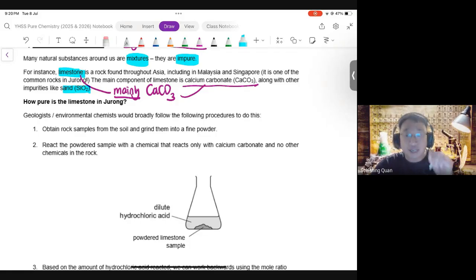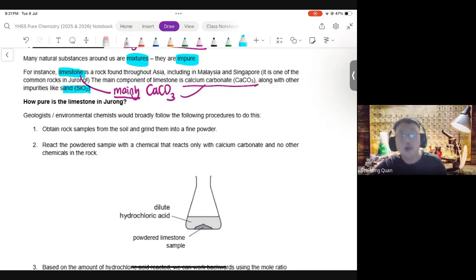Specifically, what are the chemical reactions of calcium carbonate? Because it's a carbonate, we can think that it will react with an acid. And indeed, calcium carbonate should react with acids to form salt, carbon dioxide gas, and water.